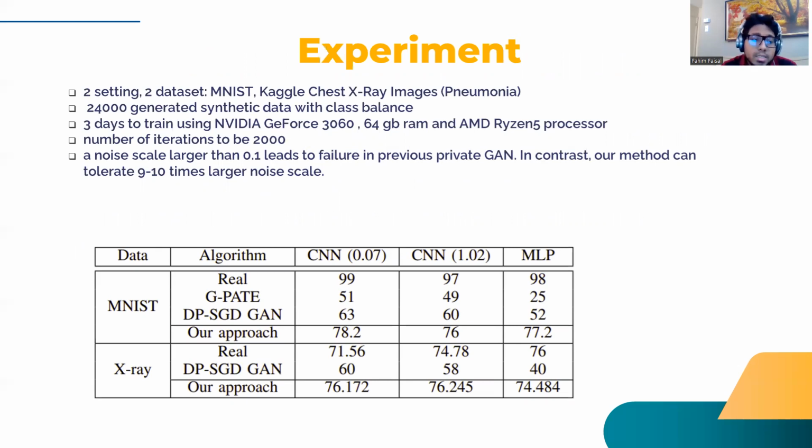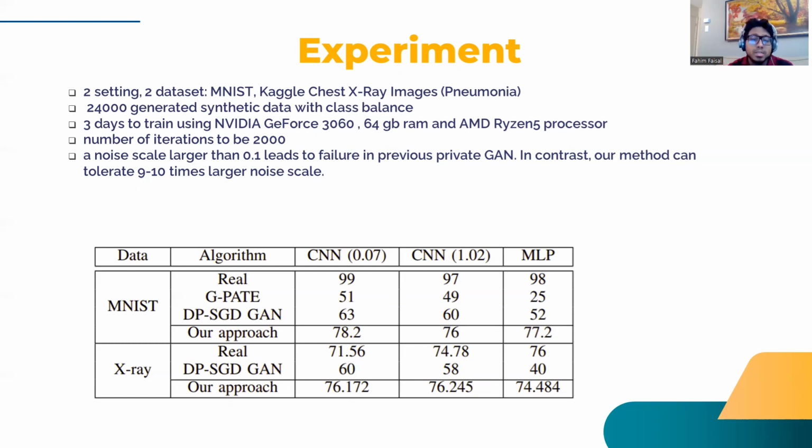A noise scale larger than 0.1, which is 0.7, is used here. In previous approaches, a noise scale larger than 0.1 generated a very blurry or noisy image, which was not clear. But in our case, it came up with a very good image, which is clear. So in MNIST, we can see it gave a better result than previous state-of-the-art methods.